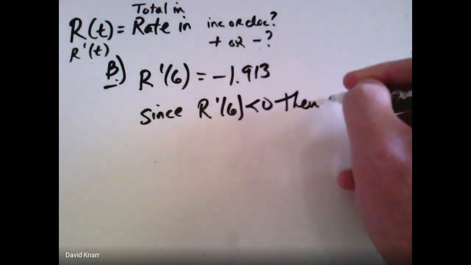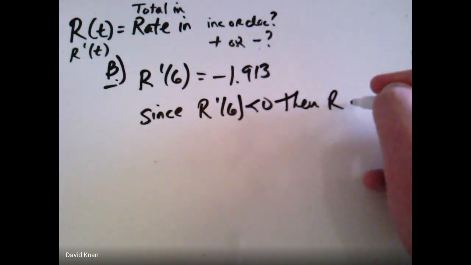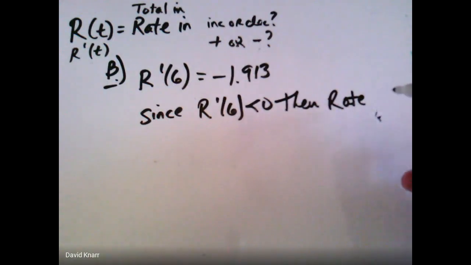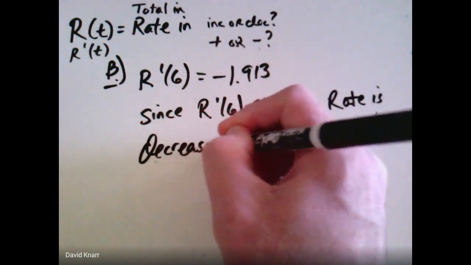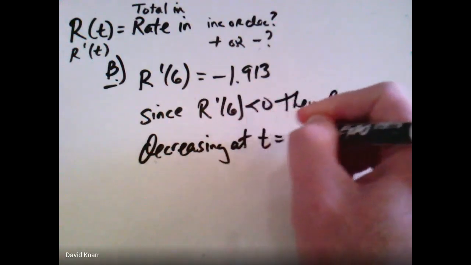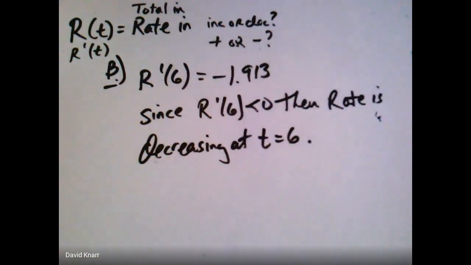Then r, or the rate, is decreasing at t equals 6. That's all you've got to say. You're all done. Okay? The calculator will do the work for you, but then you have to write your conclusion, a small conclusion. All right? Let's take a look at letter C.